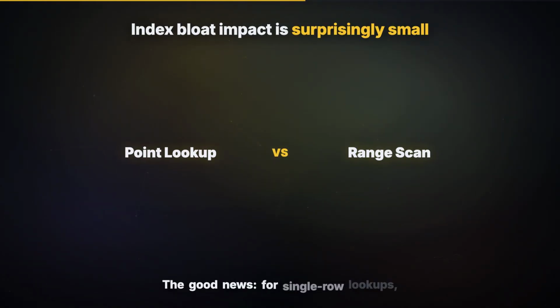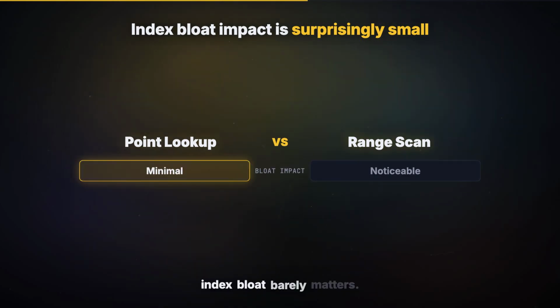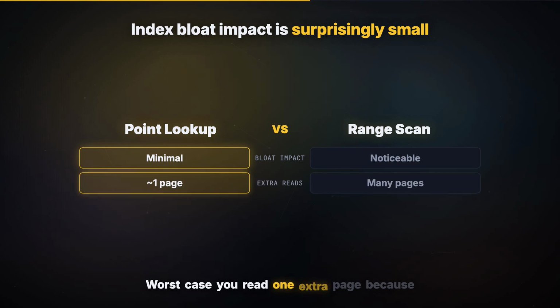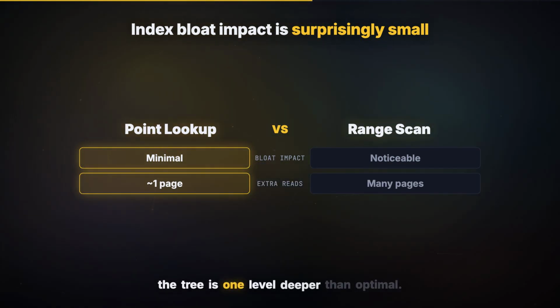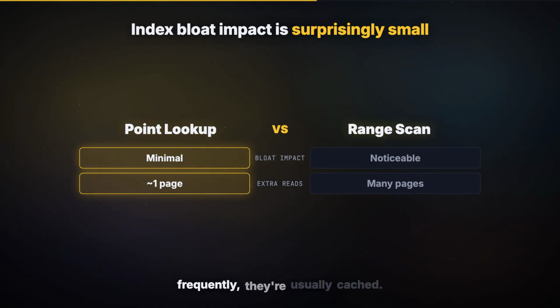The good news: for single row lookups, index bloat barely matters. Worst case, you read one extra page because the tree is one level deeper than optimal. Since index scans hit internal pages frequently, they're usually cached.